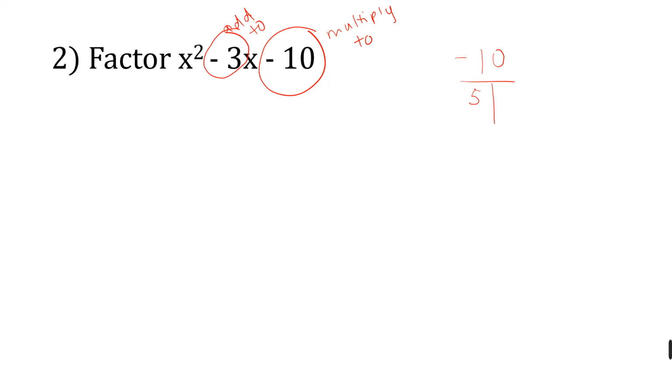So 5 and 2, when we subtracted them, we got a positive 3. What if we made 5 negative and 2 positive? We would get a negative 3 when we added those together. So our factored form would be x minus 5 times x plus 2.